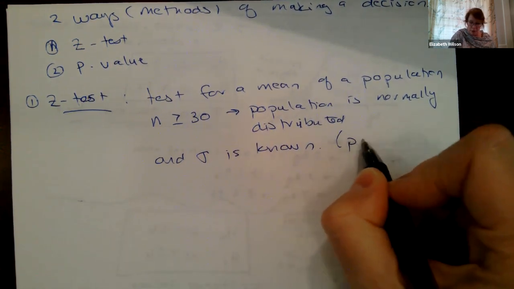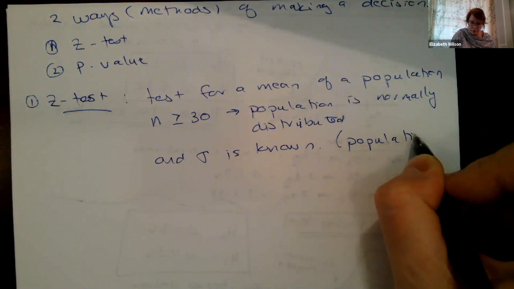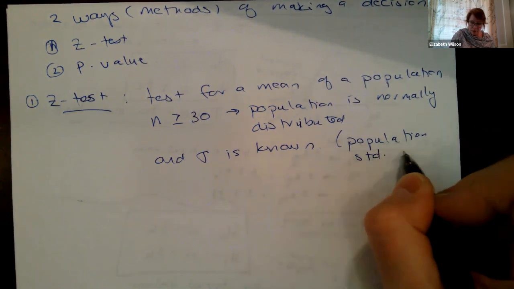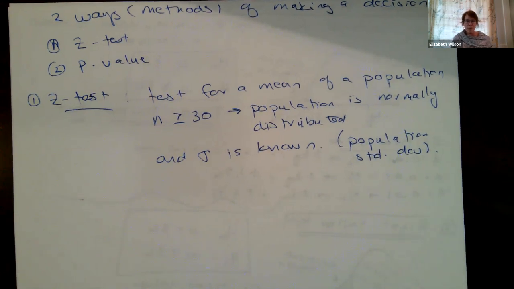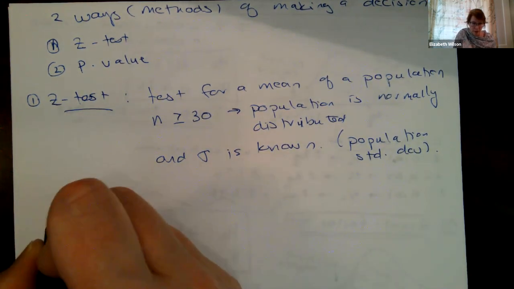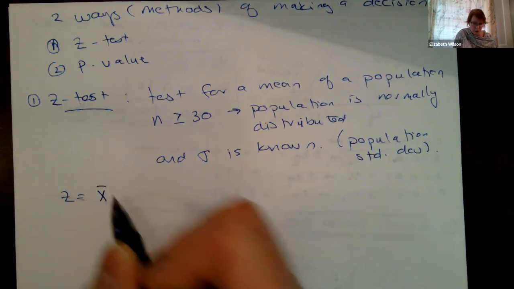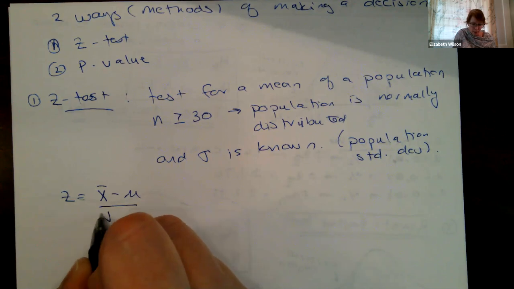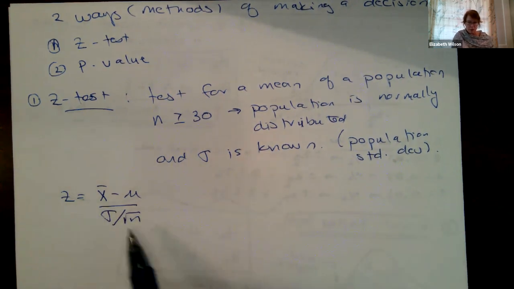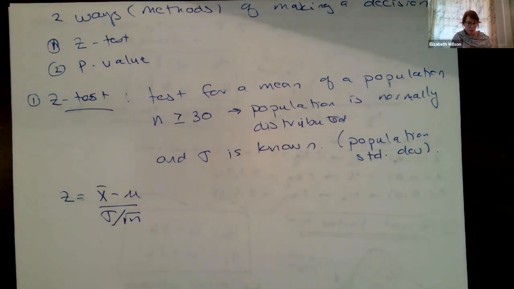Okay, so this is our population standard deviation, not the sample standard deviation. We'll talk about the sample standard deviation later. What we're doing is a little bit academic, where we're dealing with the population standard deviation. So that means that our z value, remember, is our sample mean minus our mu, that's our population mean, over sigma over radical n. This is our sample size, and the sigma is our population standard deviation.